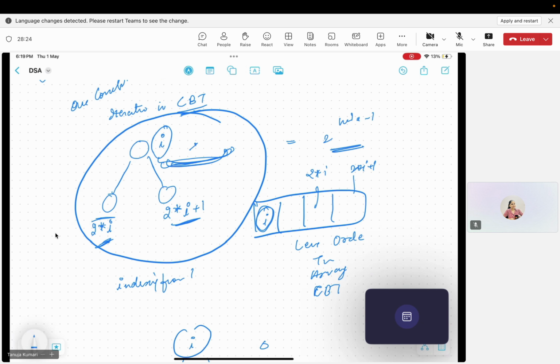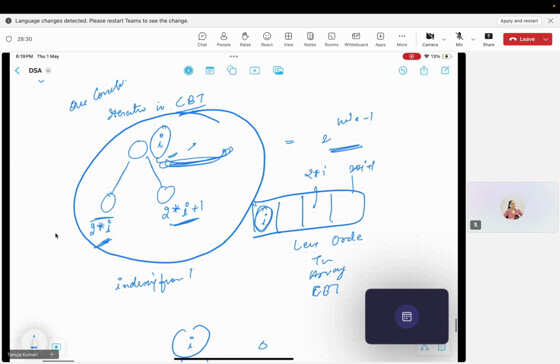So one property of a CBT which we all know is that if the parent node is at I, the left child will be 2 cross I, this will be the index, and the right child will be here. And this index is required when we are storing this data level wise in an array or vector. So if the parent is present at I index, this is where the left child will be present, this is where the right child will be present.